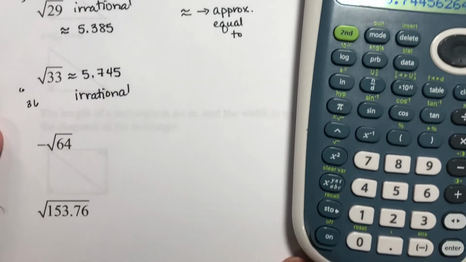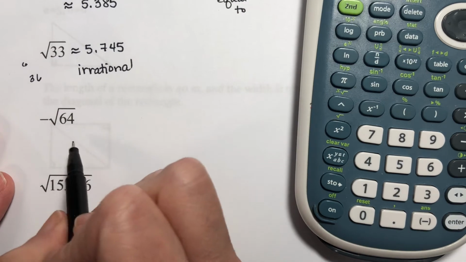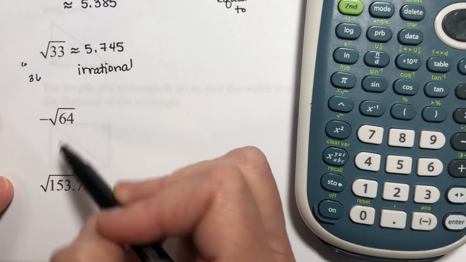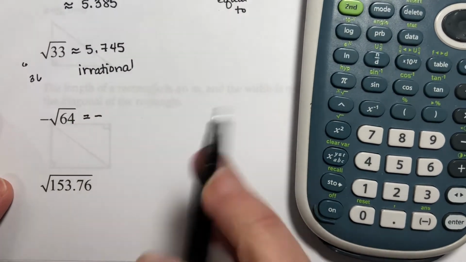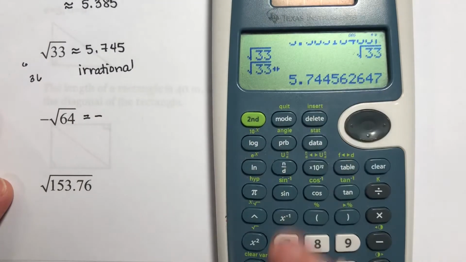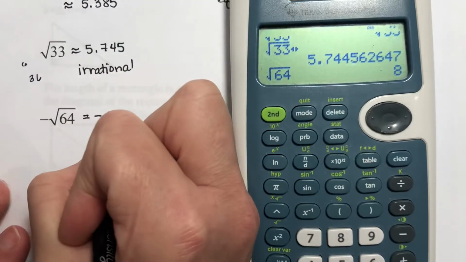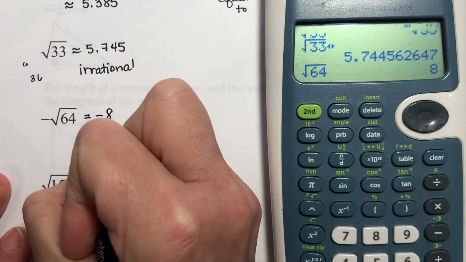Okay, negative on the outside, square root of 64. If you look back on the previous page, we had the negative on the inside. It makes all the difference in the world. If it's on the outside, you just bring it over. The square root of 64, if you don't know it, is 8. So this answer is negative 8. It's a nice number, so this is rational.